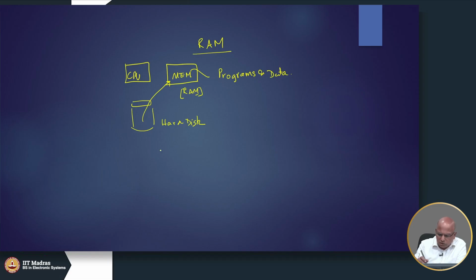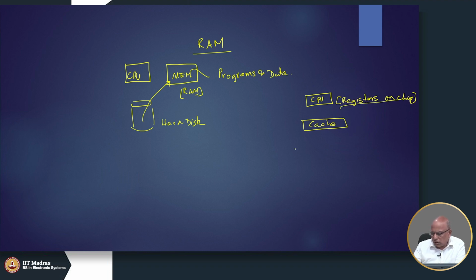So, usually there is what is called a hierarchy. There is a CPU which has some registers on chip which are very fast. Then there is a cache memory which is fast, but not as fast as these registers. Then there is the main memory. And finally, there is a secondary memory.